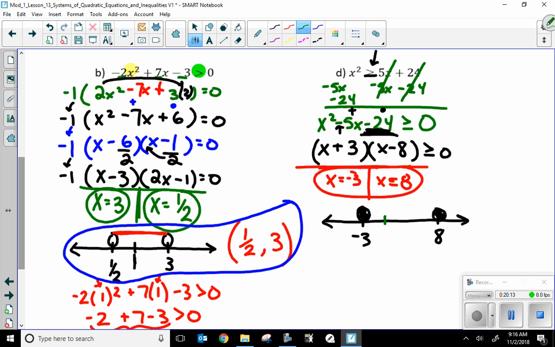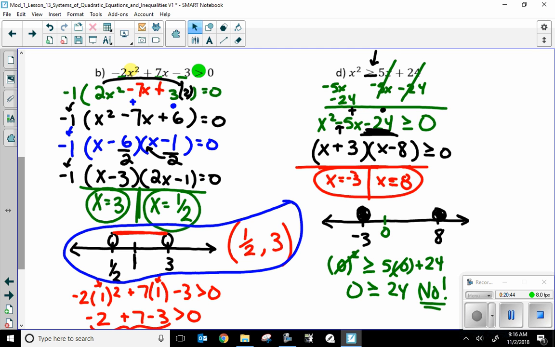Let's pick 0 again because 0 is awesome. And I'm going to put that into the original inequality. I have x squared, so 0 squared is greater than or equal to 5 times x, which is 0, plus 24. Goes bye-bye. Is 0 greater than or equal to 24? No, it is not. So do I include 0?